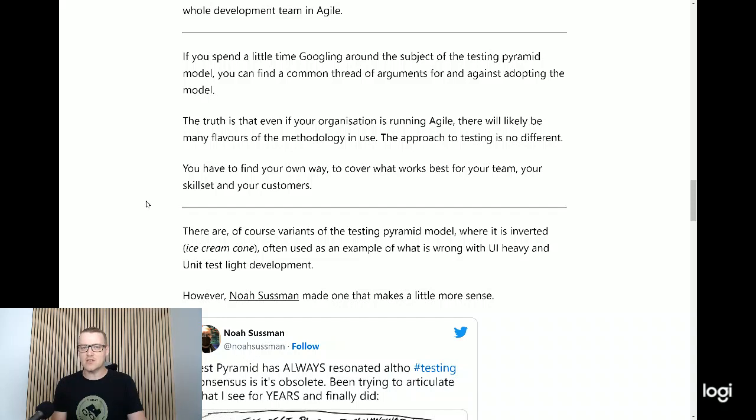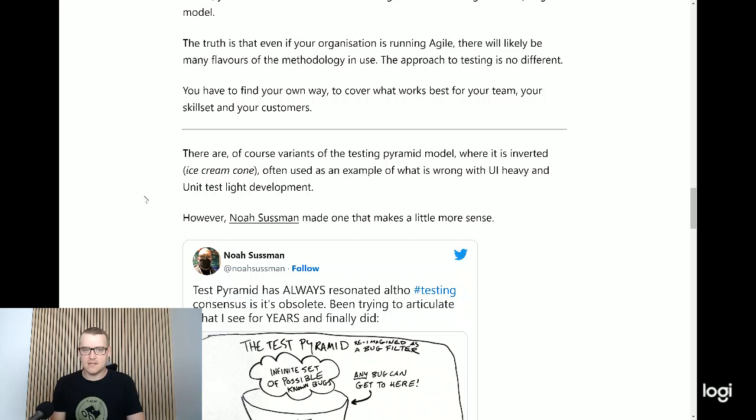Now, if you spend a little time Googling around the subject of the testing pyramid or the automation triangle or whatever you want to call it, you can find a common thread of arguments for and against the adoption of this model. The truth is that even if your organization is running Agile, there will likely be many flavors of the methodology. I kind of don't use the word methodology for Agile anymore. We all chop and change as time goes by. The approach to testing is no different. You have to find your own way to cover what works best for your team, your skill set, and your customers.